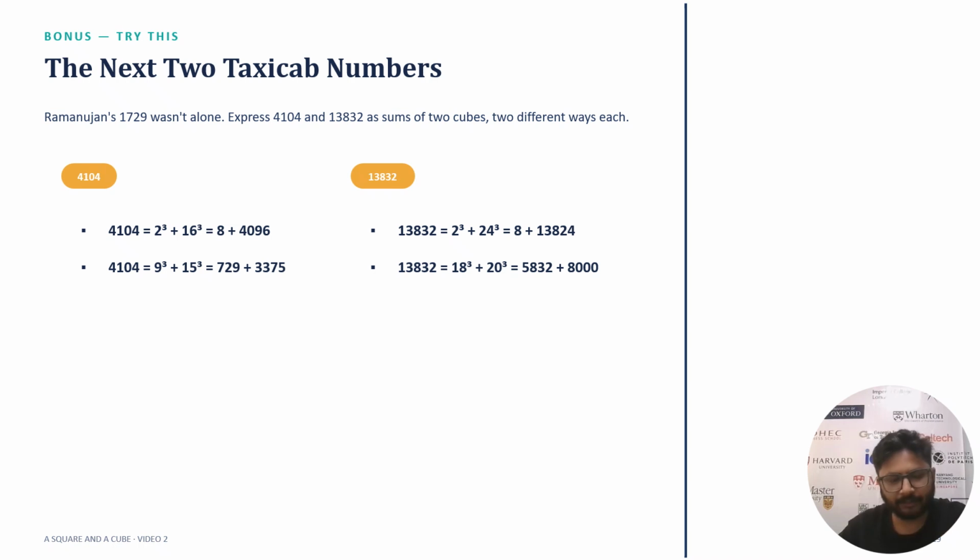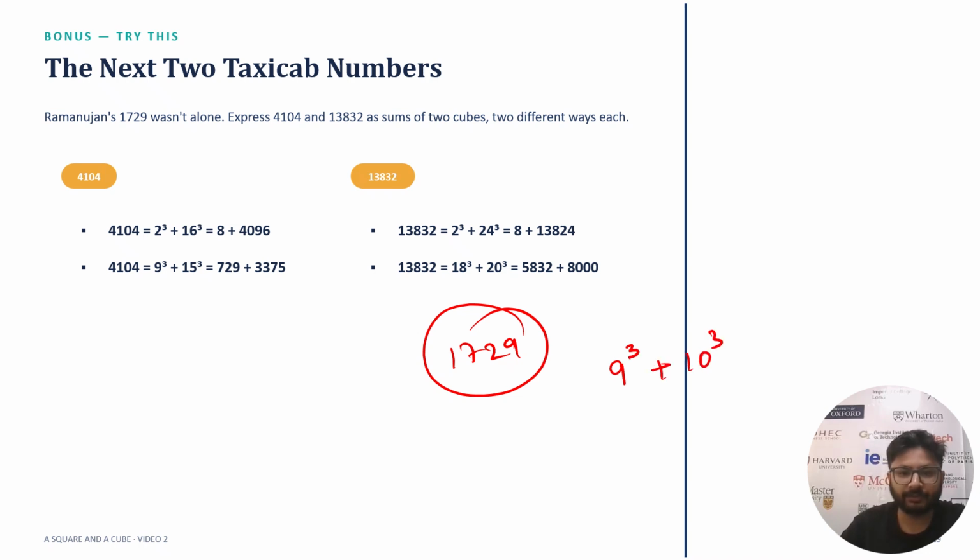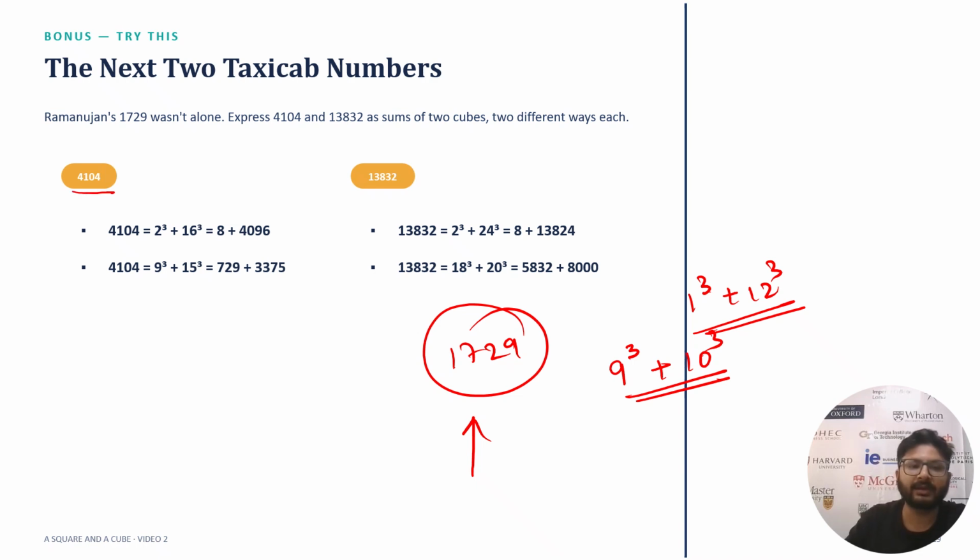This is something that I wanted to discuss. We have discussed Ramanujan's taxi cab number, which was 1729, right? If you remember, it can be broken into two parts, 9 cube plus 10 cube, or 1 cube plus 12 cube. There are more such numbers. This was the smallest one. There are more such numbers like 4104 and 13832. They can also be broken up in a similar fashion, but 1729 is the smallest one.